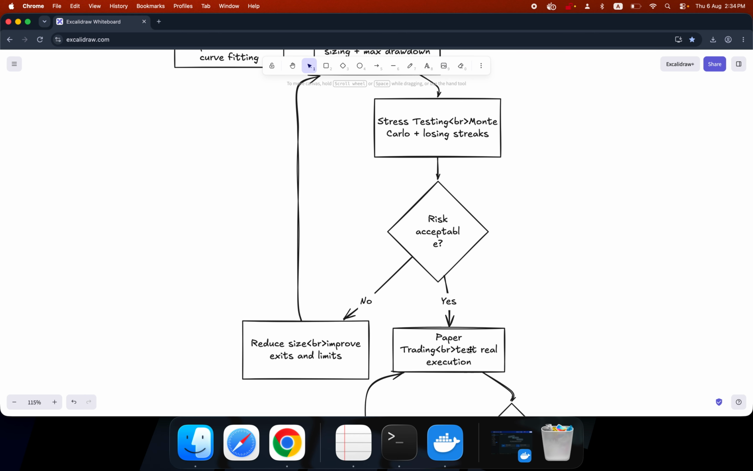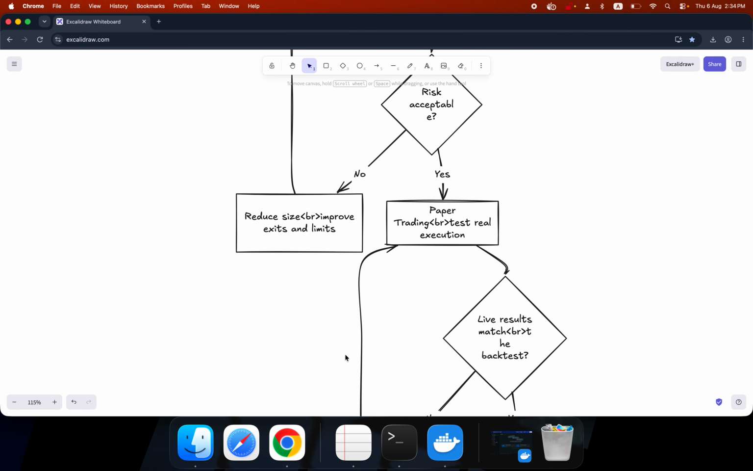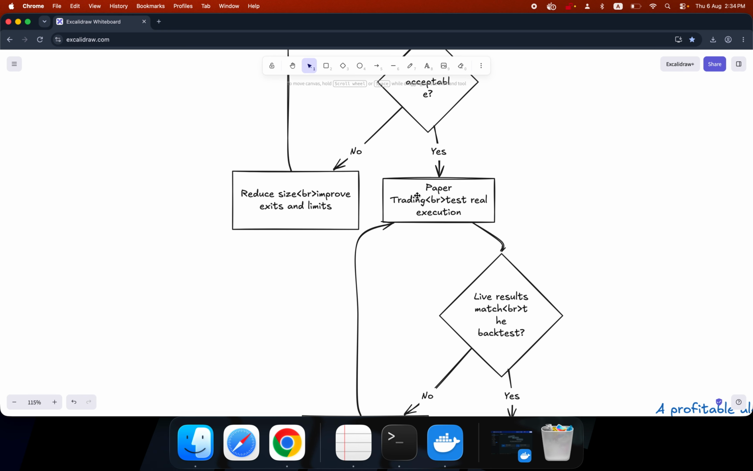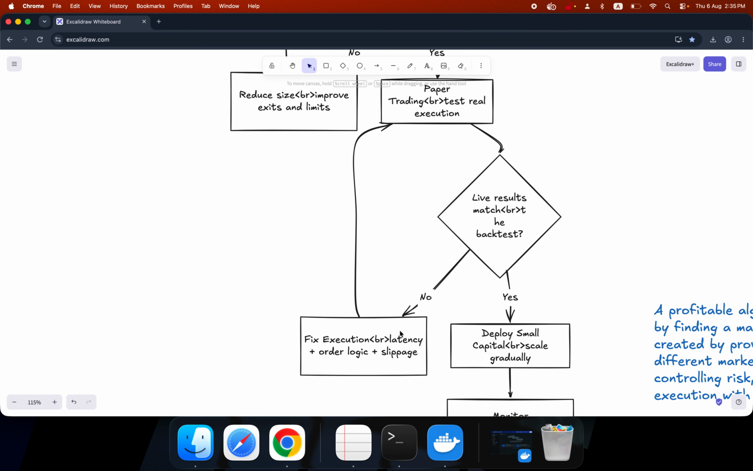And then you test real execution, because the things we imagine in the backtest and the things that happen in the real market are a lot of times different, right? And if the risk is not acceptable, it's very easy: just reduce your size, reduce your risk in the strategy, and then you're good to go. Once it succeeds in paper trading as well, then you want to go into live trading. You want to put in very small size and keep the strategy running for one or two weeks and check the live results as well. Do the live results match the backtest or not, right?